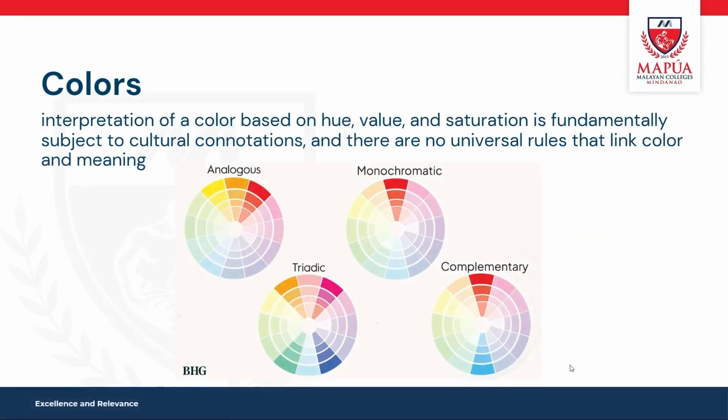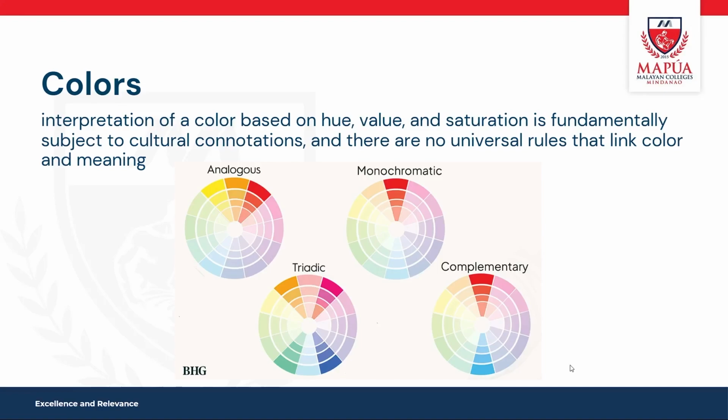So this section is probably a quick review of color theory. Even though you know your colors, your hues, your saturations, your values, it does not matter if you don't know how to create color relationships. So colors are interpretations of a color based on hue, value, and saturation.